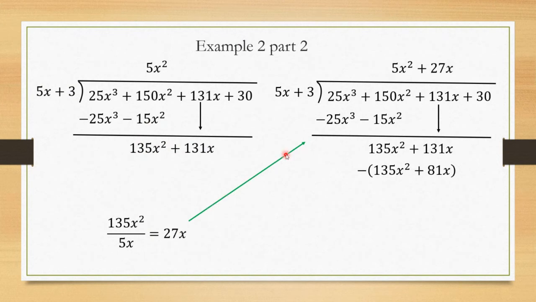And as this green arrow is trying to indicate, you put that over the like term here, right? 131x. You put that over the like term, okay? Now we multiply and subtract the product. That's what I'm doing here. That's exactly what I'm doing here. Okay, good.